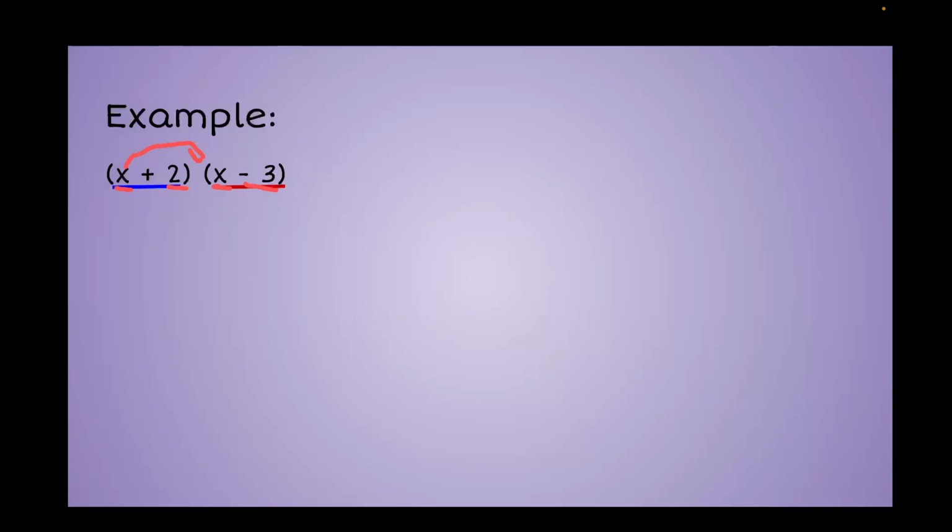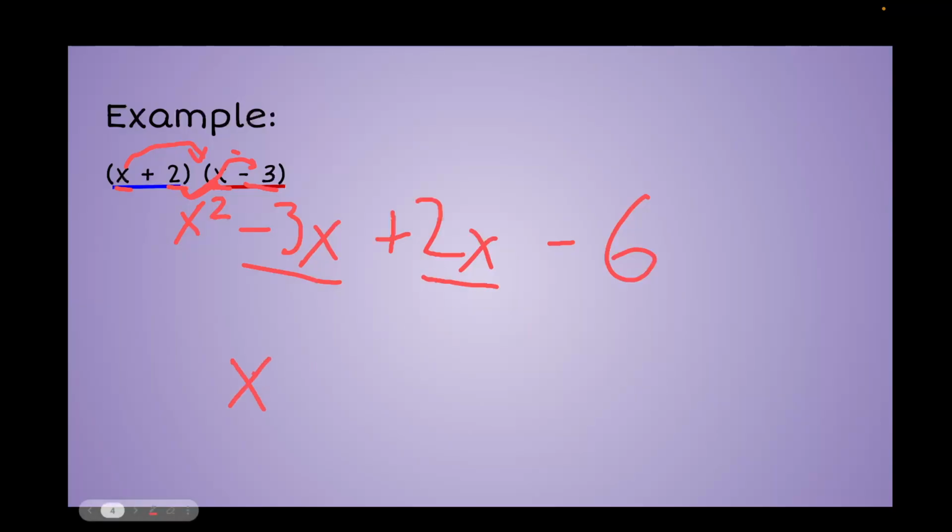We do x times x, which is x squared. We do x times negative 3, which is negative 3x. Sign, number, letter, if you remember. 2 times x is 2x, and then I'm going to do 2 times this other one, so negative 3. 2 times negative 3 is negative 6. If we combine like terms, that means we have to combine these two guys because they both have x's. So we're going to get x squared minus x minus 6. And there you go.